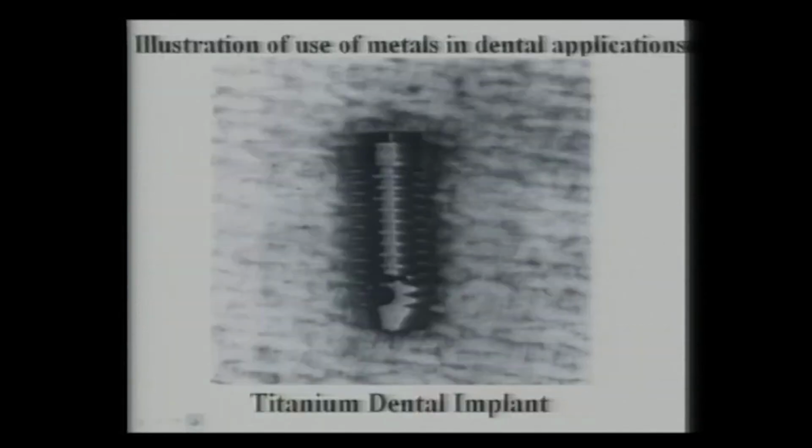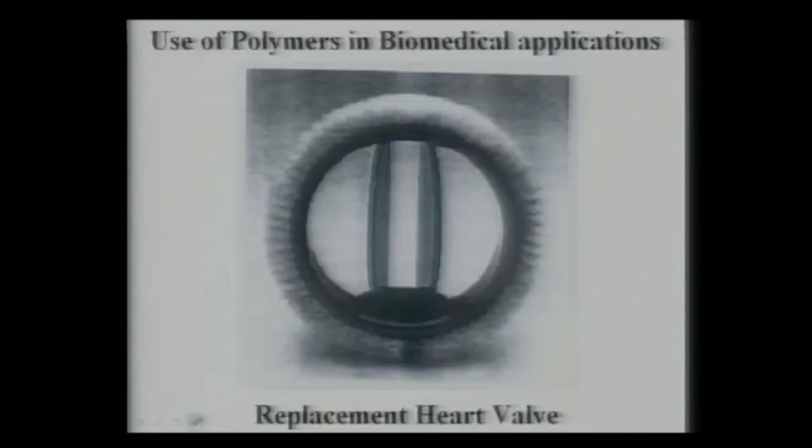This is the illustration of the use of a metal in dental applications. This is titanium, which is used widely in load bearing, like in screws and all in dental applications. Also this is a replacement heart valve. These are very light, and for that, mechanical properties are not the important thing. And again all the blood cells should not stick over here. So this is the region where the valves can open when you are pumping the heart.